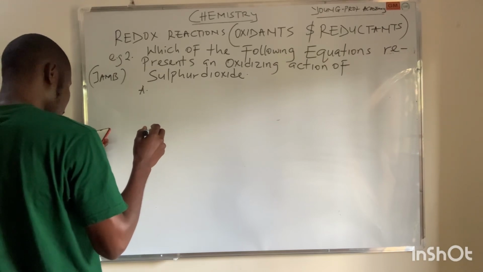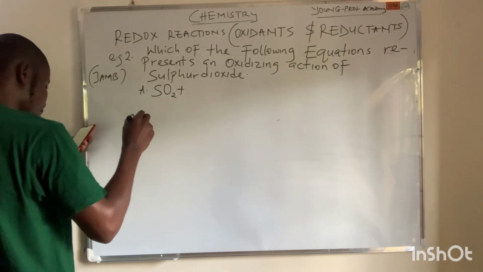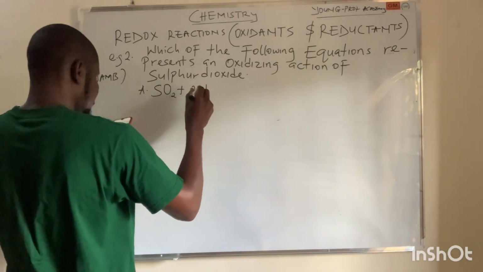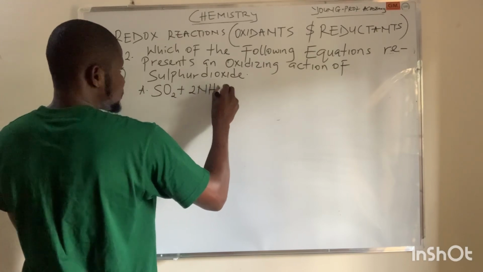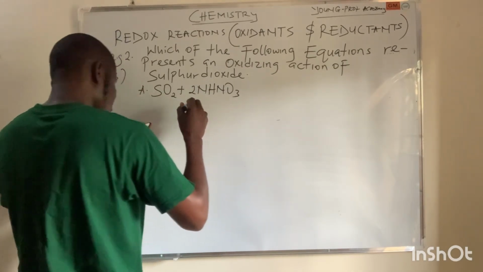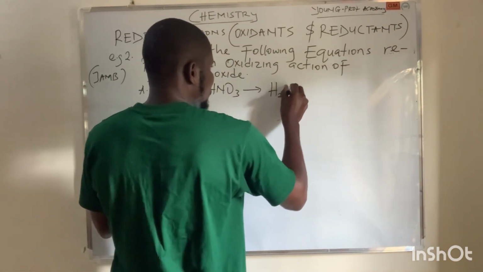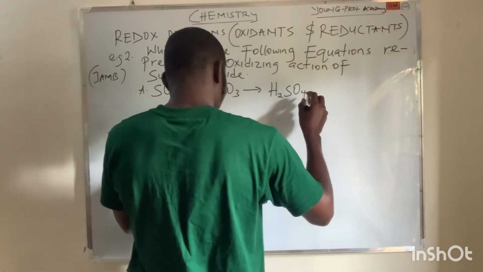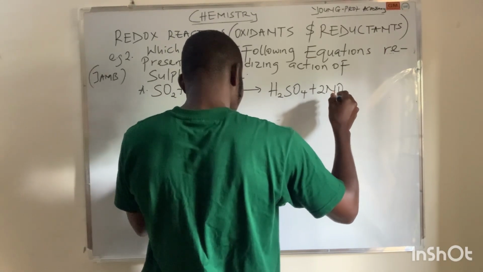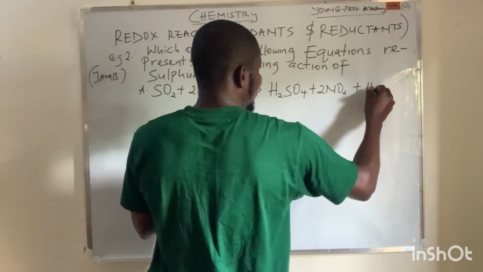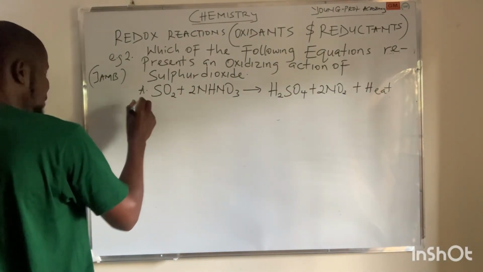A. They gave us this: SO2 plus 2HNO3 to give us H2SO4 plus 2NO2 plus heat. Isotonic reaction.